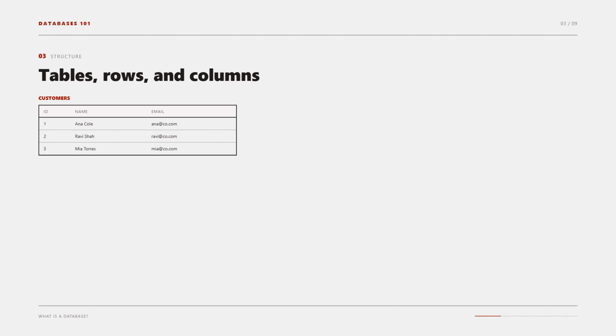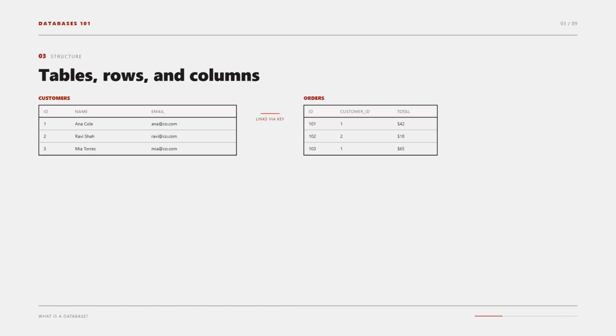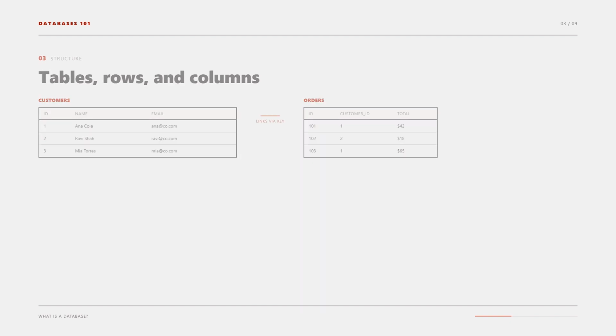In a relational database, data is organized into tables. Each table represents one type of entity: customers, products, orders. Each row is a single record, and each column is one attribute of that record: a name, a price, a date. Tables relate to each other through keys. A customer ID in an orders table, for example, links each order back to the customer who placed it, which is what makes the model relational.